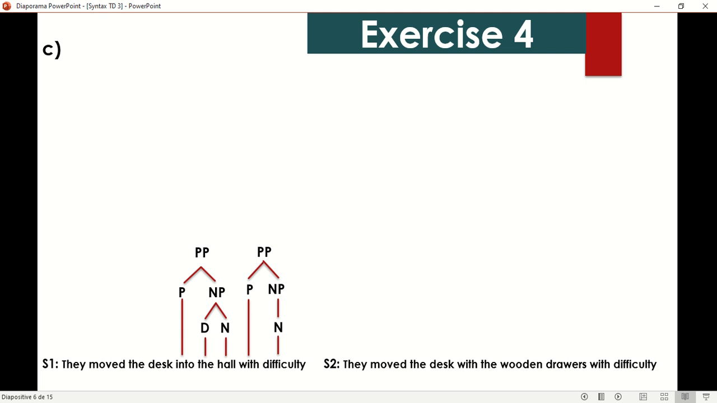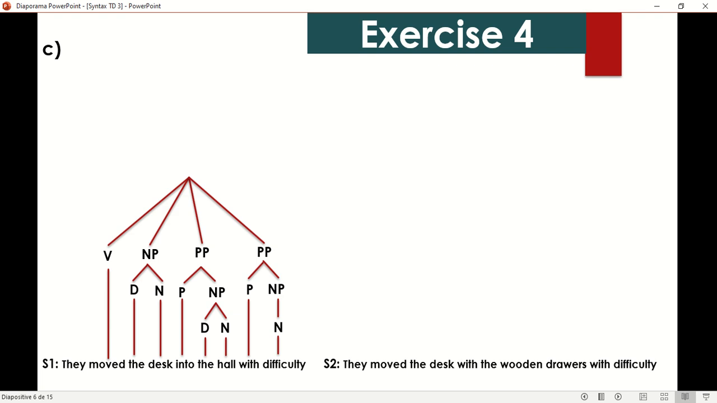Then we'll move to the desk. Desk is a noun. There is a determiner, the two of them make a noun phrase. And finally, we add the verb. So this verb is post-modified by three phrases: an object, an adjunct of place, and an adjunct of manner. The four of them together constitute our verb phrase. As you can see, it becomes very easy to draw the tree once we have done the analysis of each constituent. Then finally, the subject is a pronoun amounting to a noun phrase. The two of them together make the sentence.